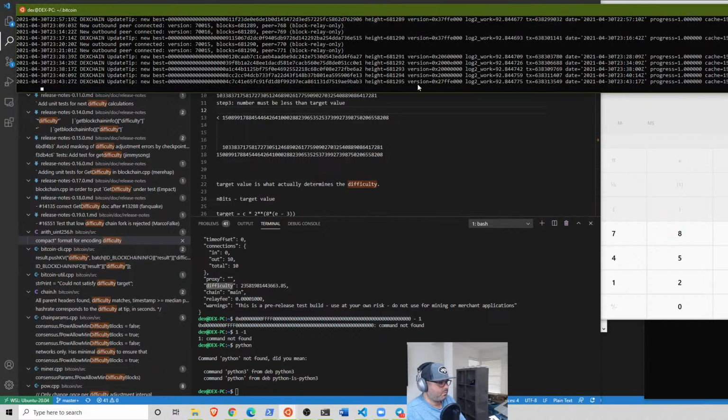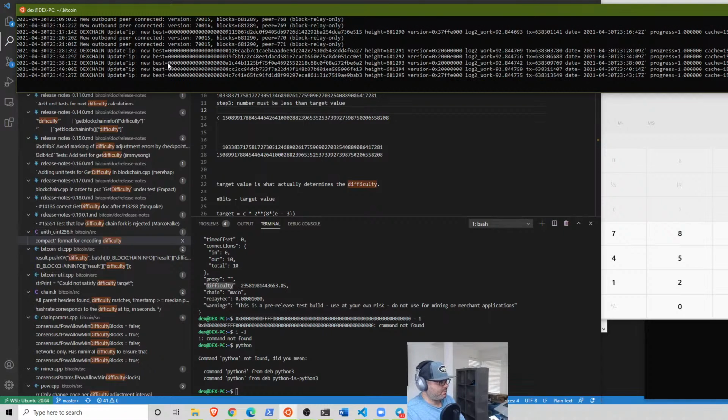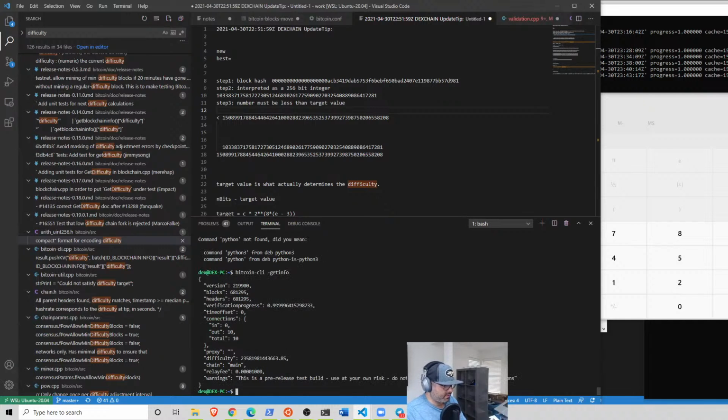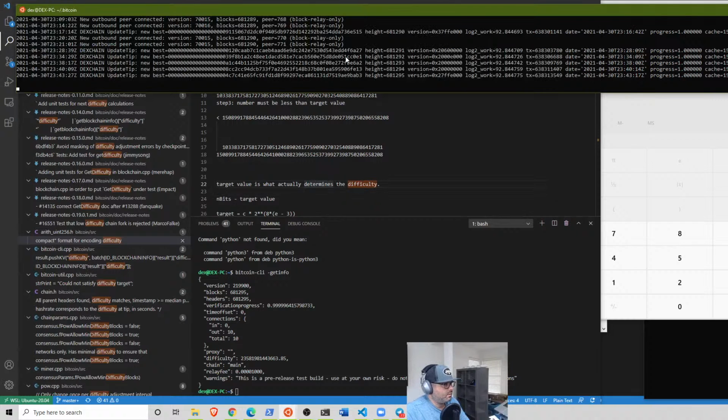get back to the program. So, the new best. What we're trying to figure out is, when we say getinfo, it says verification progress 0.9999. So we got a little hung up, and what does that mean? So the first thing that happens is you get a new block header, and the first thing you check is that it matches the difficulty.